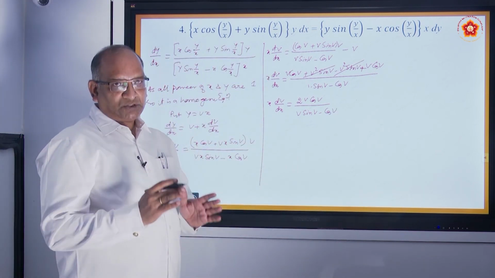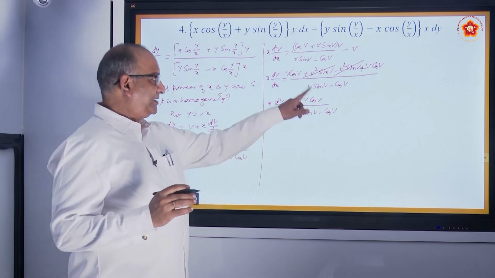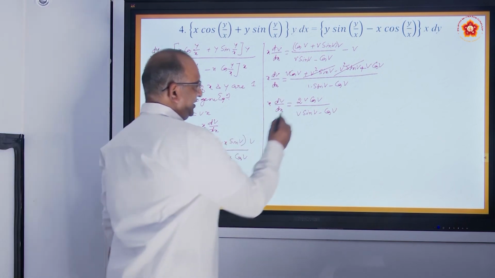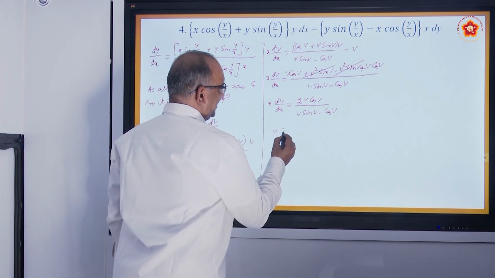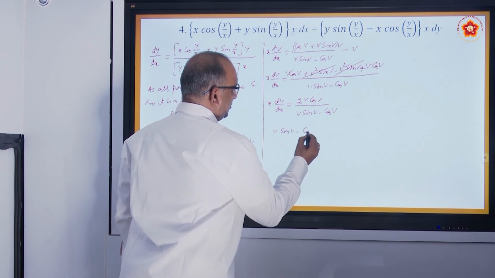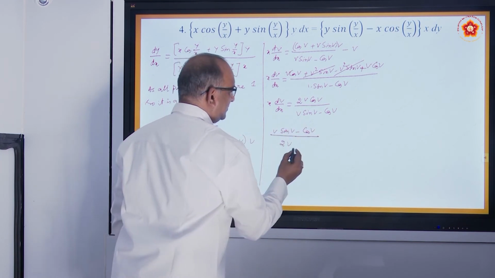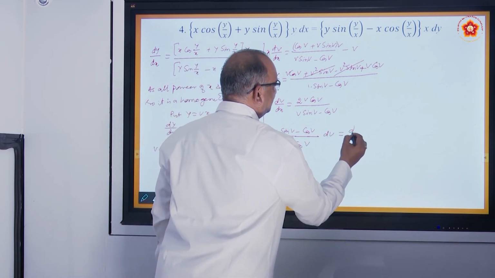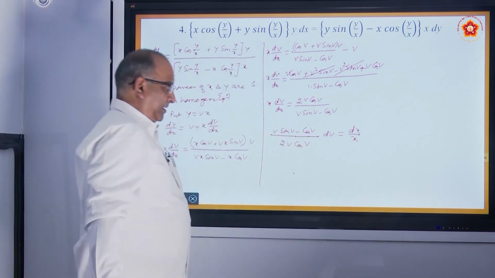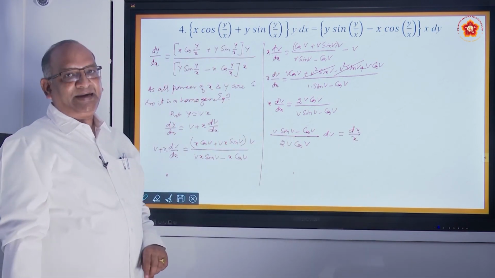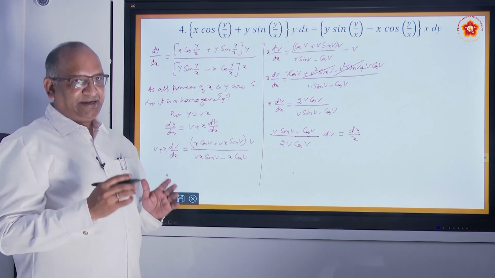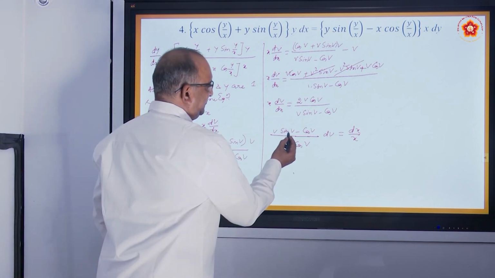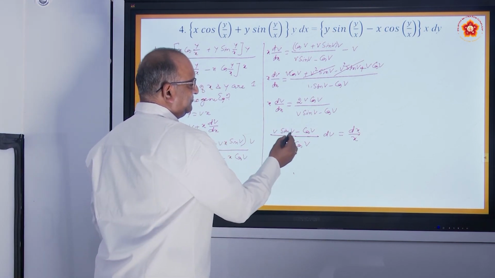We are very close to separating the variables. Get this whole thing other side with dv and take x by dx other side. So what this will become? It will become v sin v minus cos v upon 2v cos v dv equal to dx by x. Now think about integrating it. Before integrating, separate them into two fractions. So sin v by cos v will become tan v, v and v will get cancelled.